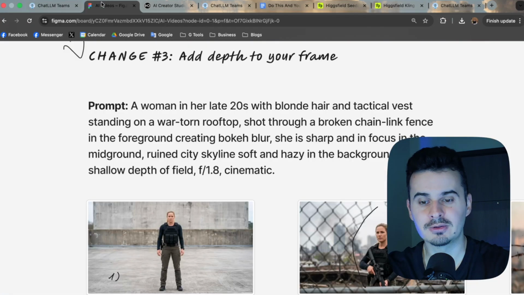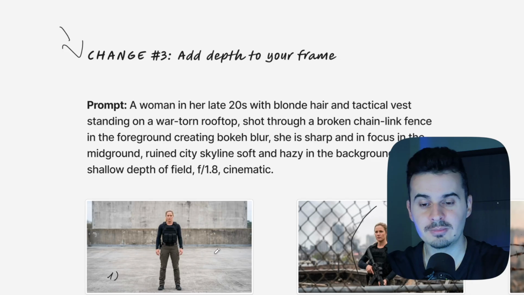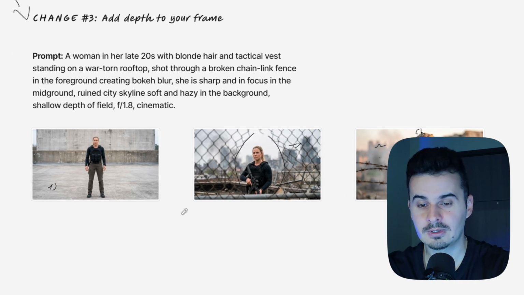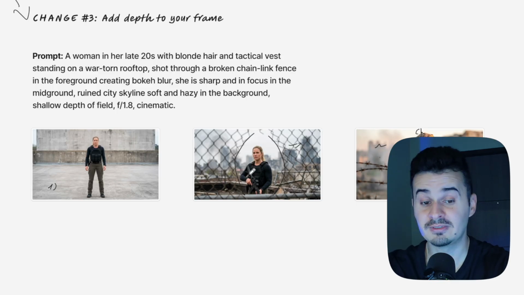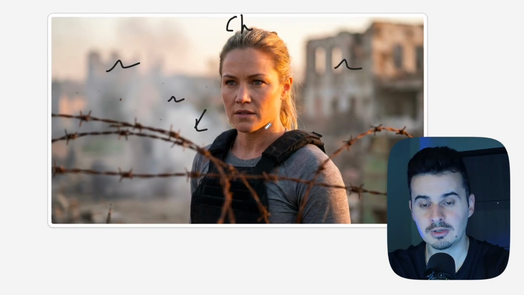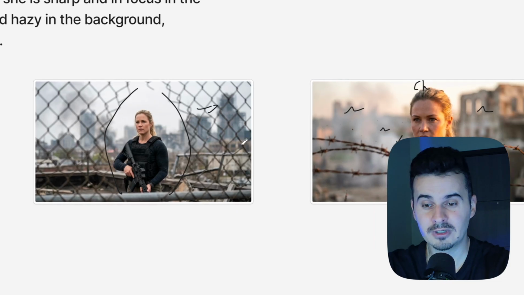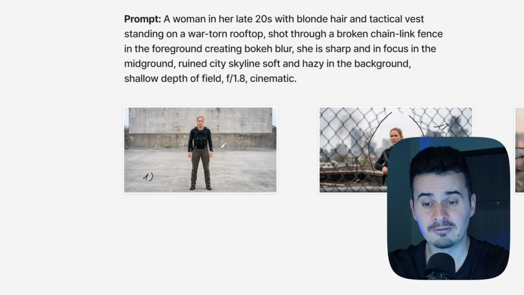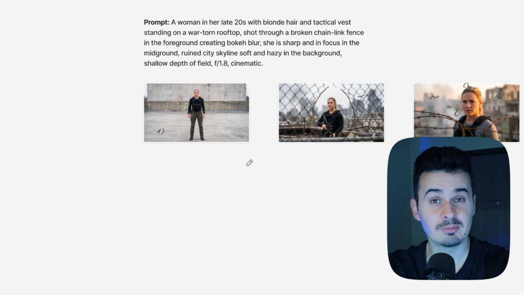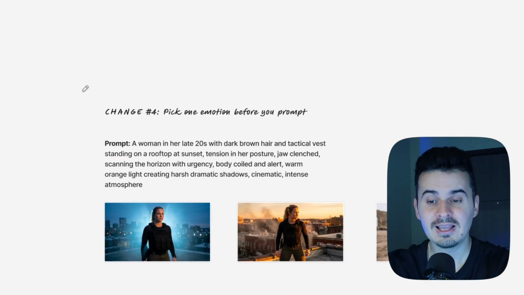Just think about it. When you see all these 3 images here, which one of them feels the most interesting? This one where she's just standing, nothing's happening here, or maybe where we have this fence, or maybe this where we have this barbed wire and she's looking somewhere with this tense expression, something is going on. In my opinion, the second or the third one are much better than the first one, but this is not where we stop. This is just change number 3, but there is something even more important.